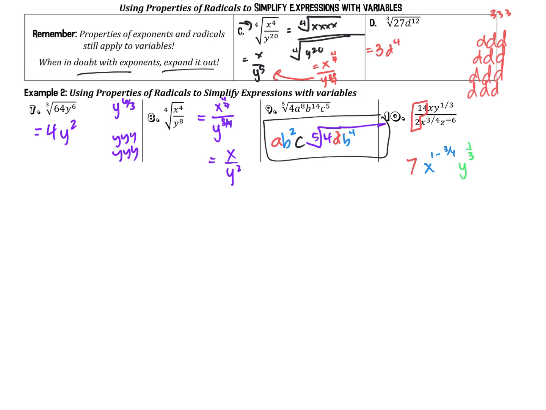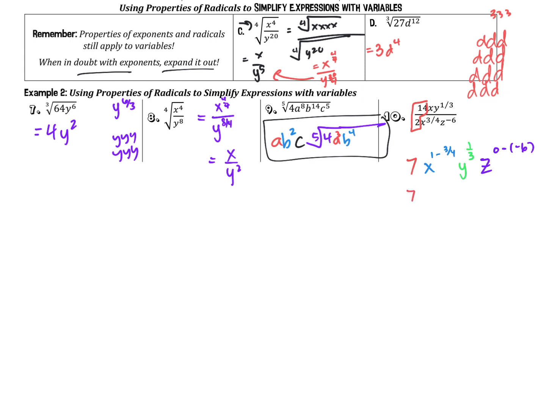There is no y in the denominator. There is no z in the numerator, so I'm going to call that z to the power of 0 minus the denominator's exponent for z, which is -6. So here I'm using properties of exponents. So let's go ahead and simplify.